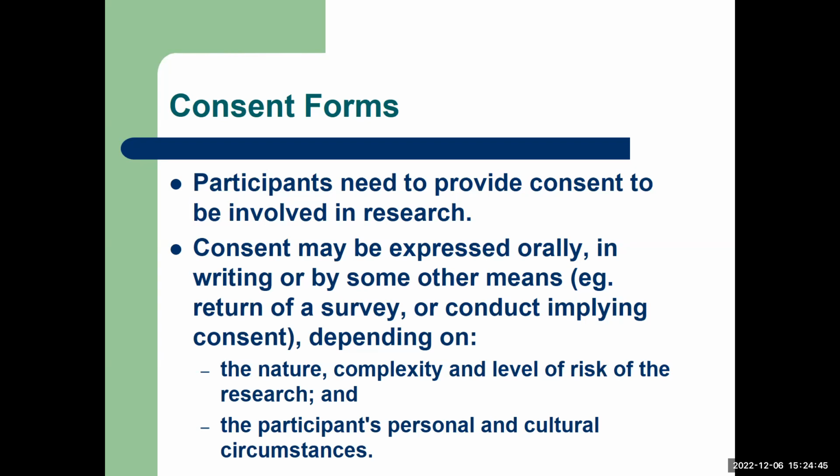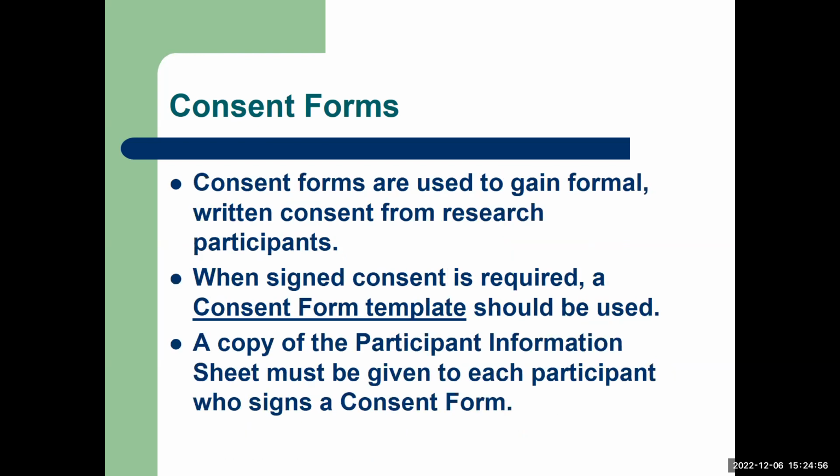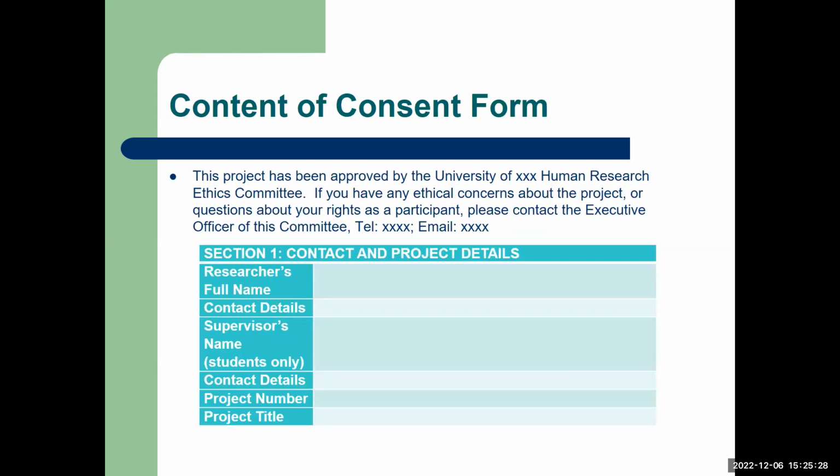Ideally, I would always recommend written, signed, informed consent for any kind of research that we are intending to do. And consent forms are used to gain formal written consent from the participants. And when signed consent is required, a consent form template should be used. And a copy of the participant information sheet must be given to each participant who is going to sign the consent form, so they know what they have signed and given consent for. And here is just a few, an example of the kinds of things you can put on a consent form before we wrap up for today.